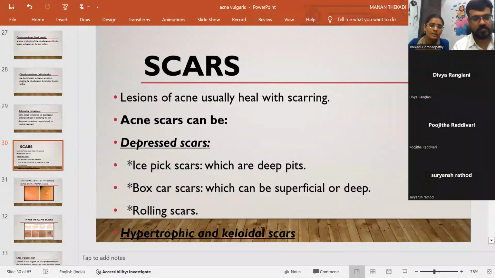And in extensive cases of acne vulgaris, like acne conglobata, which we will discuss further, keloidal scars are developed. So what is the difference between hypertrophic and keloidal scars? Hypertrophic scars are generally seen in the area where the acne appeared, and keloidal scars develop beyond the area of eruptions. Hypertrophic scars generally heal with time, whereas keloidal scars never regress.